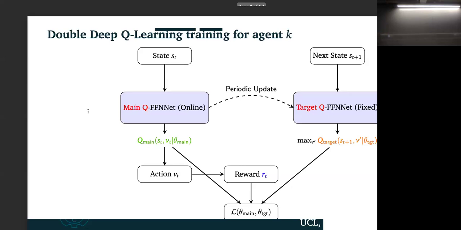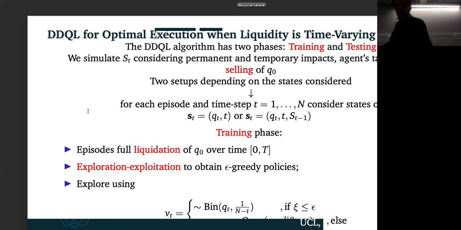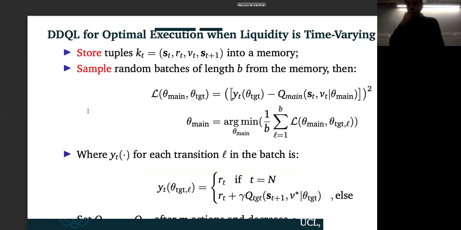Essentially, the point is that the first network is used to find what is the optimal volume that you want to trade. The other one is going to evaluate the performance of the first network by taking the reward of the target minus the value predicted by the network. And then the update of the weights of the two networks is done in an asynchronous way.